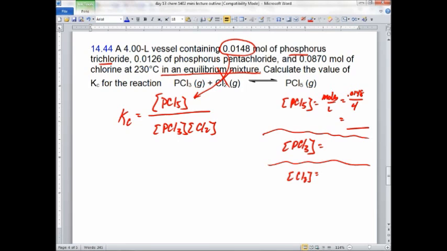Yeah. Oh, that's for the wrong one, didn't I? That's not 0.0148. Thank you for noticing that. That's for this guy, PCl5. She is so right. That's got to be 0.0126. Right? Thank you.